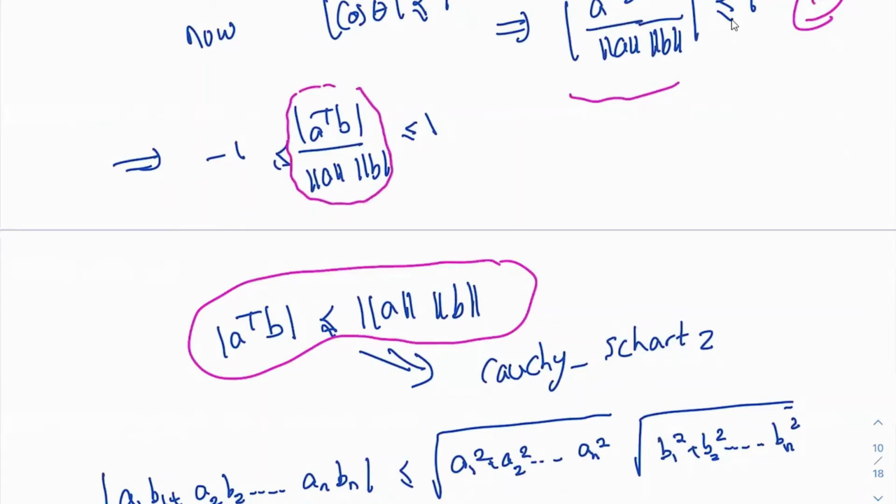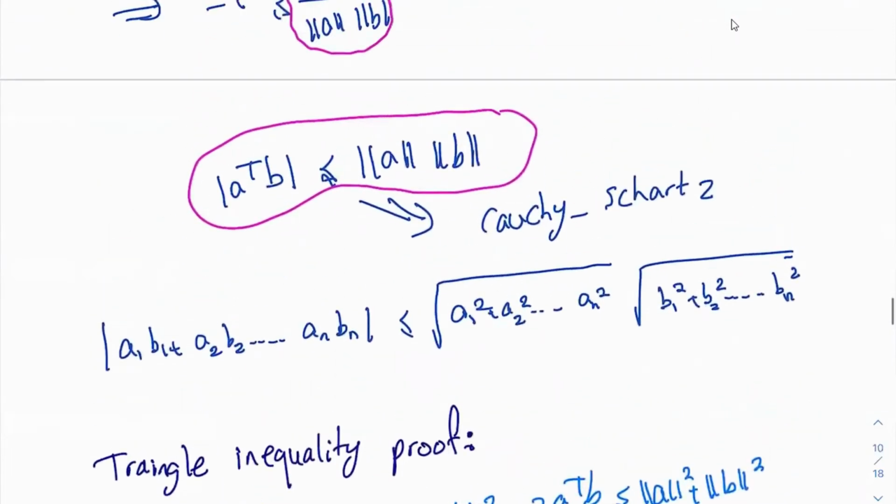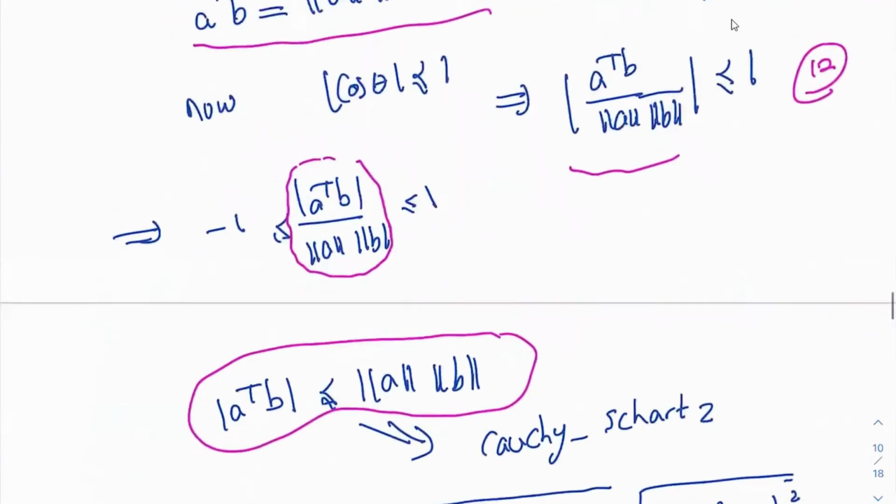This is known as the Cauchy-Schwarz inequality. If you expand that, you also get something interesting. A transpose B is just a linear combination, just a linear function: A1 B1 plus A2 B2 all the way to An Bn is less than or equal to the product of the norm of A and the norm of B, using the definition of the norm. Okay, good, great. So this is Cauchy-Schwarz.